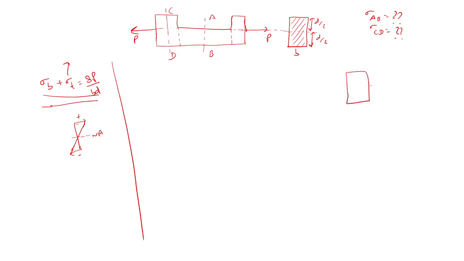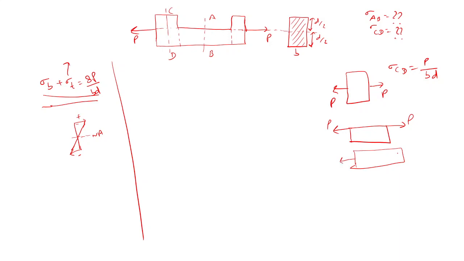So in the first part we can easily distribute the load. The stress, sigma CD, is P by, let's suppose, P by BD. Now coming to this part, first the stress is this way, P. Now we have to move this load to the center part, so we'll do that. P, and a moment will come, and the value of the moment would be P into D by 2.